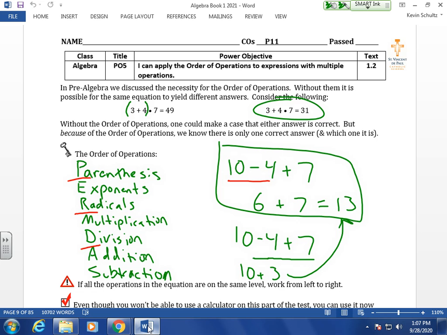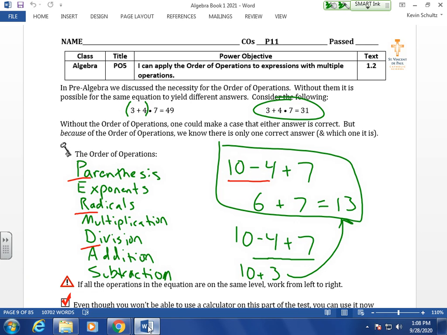If you did want 3 plus 4 times 7 to equal 49, you could make it happen by adding parentheses, right? Now that says, no, don't you go multiplying 4 and 7 first. Add 3 and 4, get 7, and then multiply to get 49. Okay? So parentheses do always come first. They have the power to change the order of operations in a given equation.